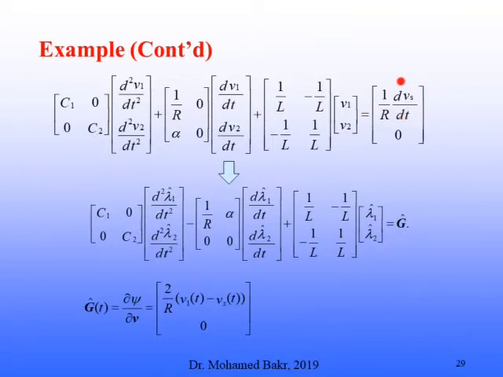Where did this derivative come from? Remember, we had to differentiate both sides to get rid of the integration coming from the inductor. So this was originally Vs over R, and then after we differentiated, it became 1 over R dVs by dt. Okay, so we know M, we know N, we know K.